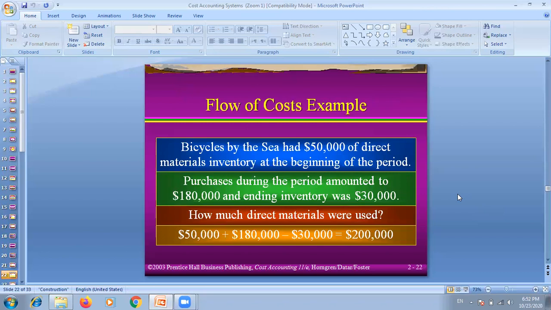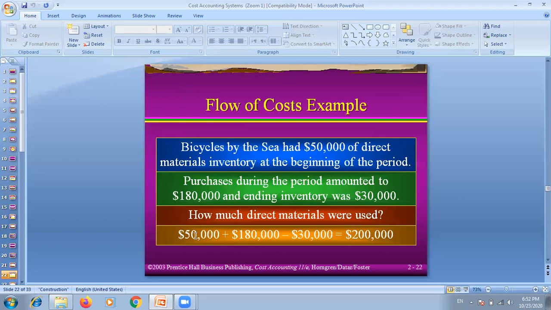Flow of cost example. Try to concentrate with me, please. Bike by Sea had 50,000 of direct materials inventory at the beginning of the period, purchases during the period amounted to 180,000, and ending inventory equals 30,000. How much direct materials were used? I had 50,000 at the beginning and I add what I purchased, 180. So the available material I can use is 50 plus 180 equals 230. The remaining ending inventory is 30, so what is used is 200,000.